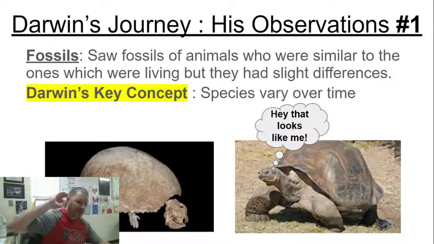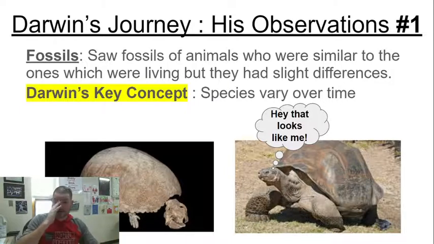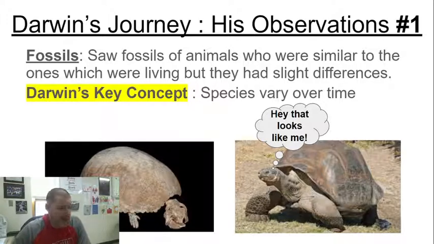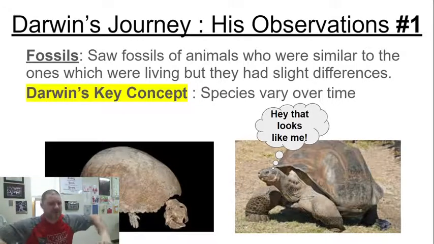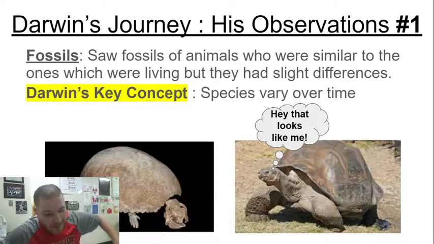Ultimately he saw 3 things that majorly impacted him. The first thing was that he collected fossils from different areas. When he looked at the fossils, he realized that they were very similar to the animals that were alive in the different locations that he visited, but they had slight differences. They had little tweaks and improvements made to their design. You can see down below there's an ancient turtle compared to our tortoises nowadays, and you can see how the shell's a little bit different to allow for their necks to stretch out.